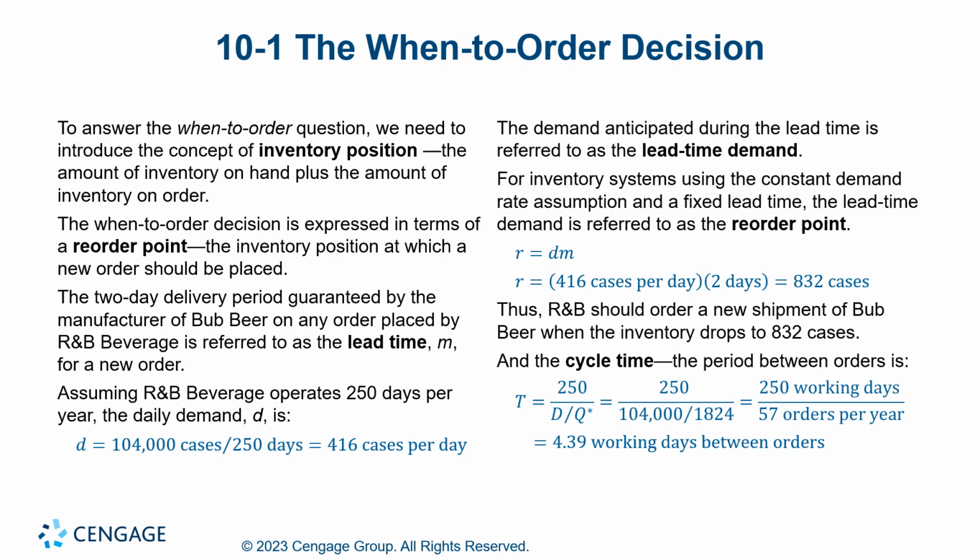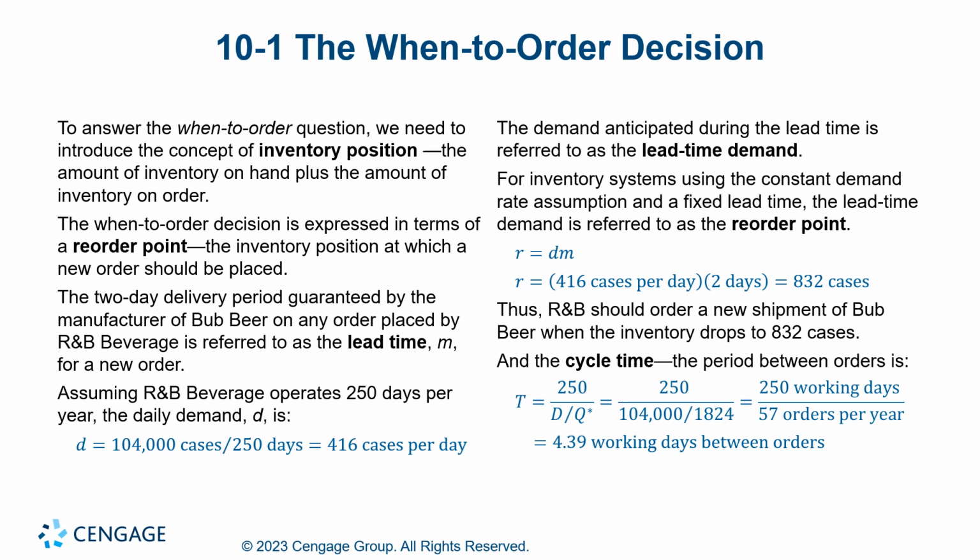And therefore, RMB should order a new shipment of bulk beer from the manufacturer once the inventory reaches 832 cases. While it takes 2 days for this stock to replenish, by that time we'll receive a new order at once. So for an inventory system using the constant demand rate assumption and a fixed lead time, the reorder point is the same as the lead time demand. And for these systems, the general expression for the reorder point is R = D times M, where R is the reorder point, D is the demand per day, and M is the lead time for the new orders.